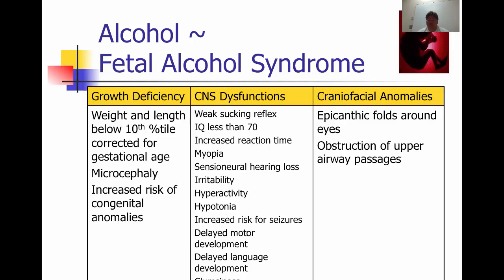In terms of functioning, they have a weak sucking reflex, they have a lower IQ, increased reaction time, which, if you recall from our earlier lectures, is a sign that information processing speed is affected. They have myopia, which is a visual disorder, irritability, hyperactivity, hypotonia, increased risk for seizures, delayed motor development, delayed language development, and general clumsiness. In terms of facial appearances, they have these small folds around the eyes and may have obstruction of upper airway passages.